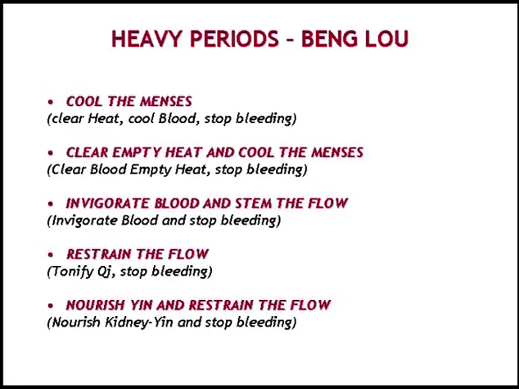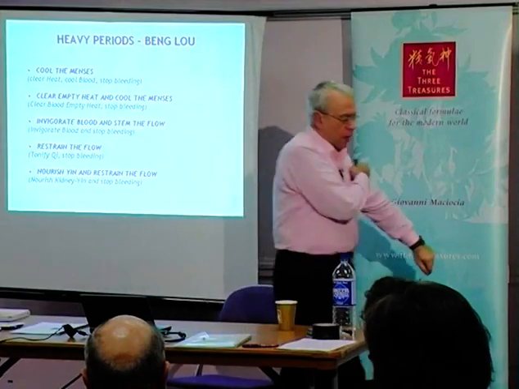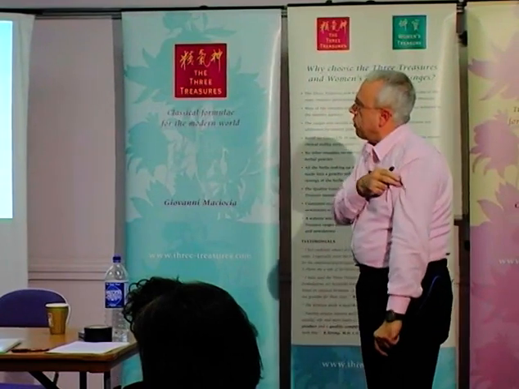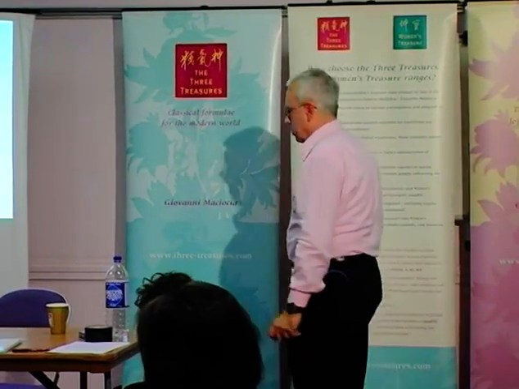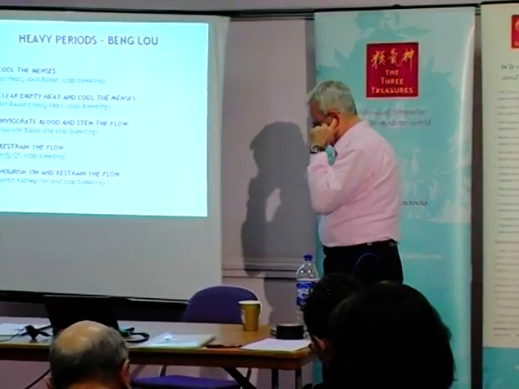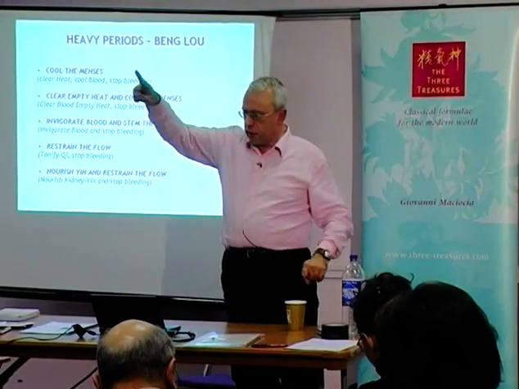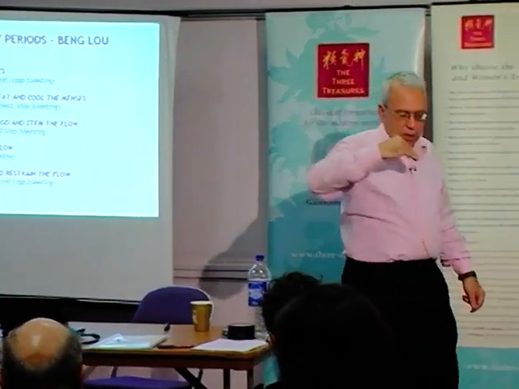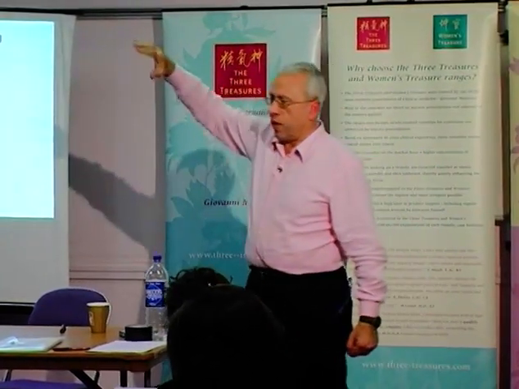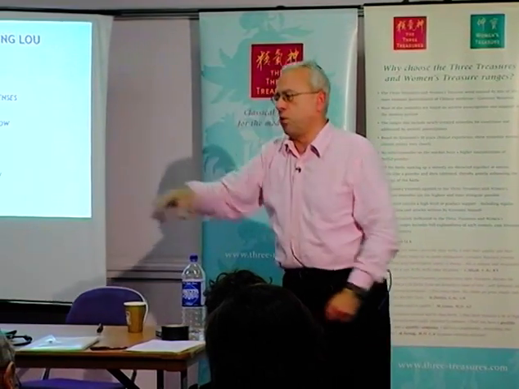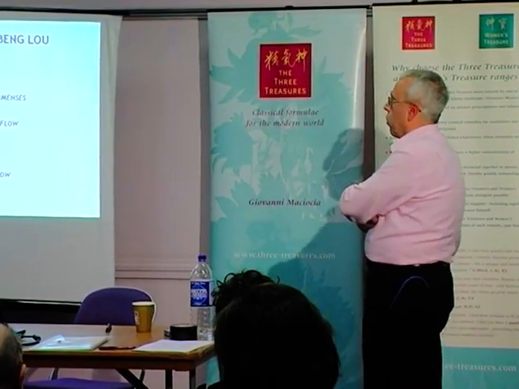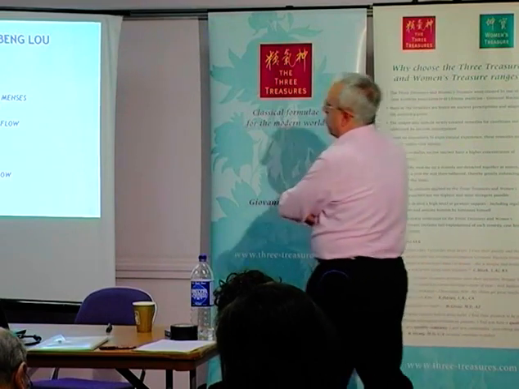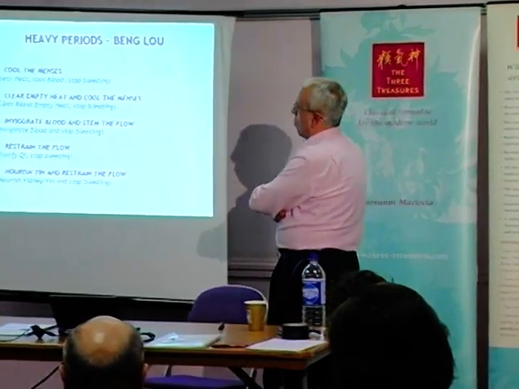Now, supposing a woman was bleeding from blood heat, I would use cool the menses, when? Primarily in phases 4 and 1. So if you remember those lines, the yin and yang lines, she's bleeding a lot from blood heat, that means there was excessive yang in the fourth phase. There's too much yang, and that causes the blood to flow out of the vessels. So that's the time to use cool the menses in phases 4 and 1.